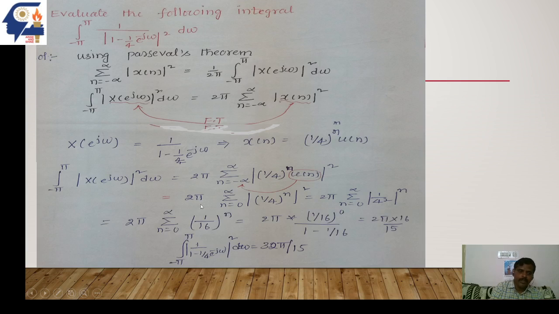Convert into standard formula. 2 pi into summation n equal to 0 to infinity something power n, that equal to 2 pi into first term divided by 1 minus second term by first term. You will get 32 pi divided by 15. Thank you.